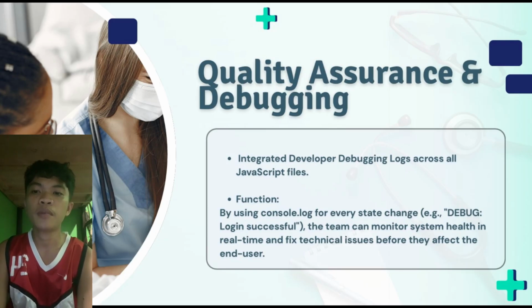Quality assurance in debugging. Integrated developer debugging logs across all JavaScript files. Function: by using console.log for every state change. Example, debug: login successful. The team can monitor system health in real time and fix technical issues before they affect the end user.